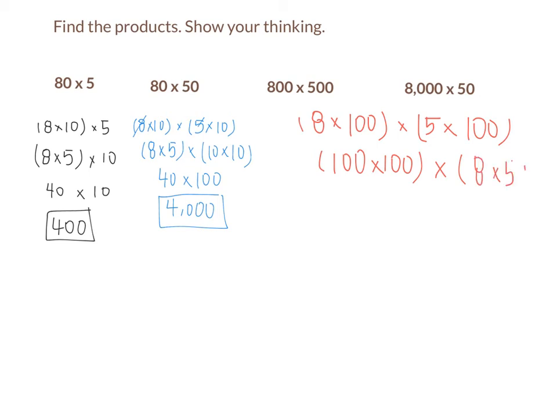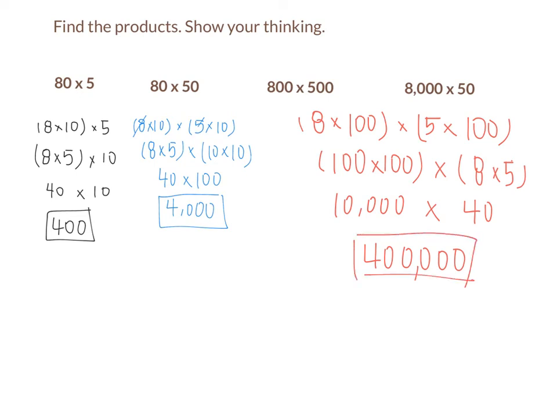Now, in the past, we put 8 times 5 first. Does it matter if those come first? No. Not really. 100 times 100 is what, everyone? 10,000. And 8 times 5 is? 40. So what is 10,000 times 40? 400,000. Good. Therefore, 800 times 500 is 400,000. Marvin, make sure you're taking good math notes.